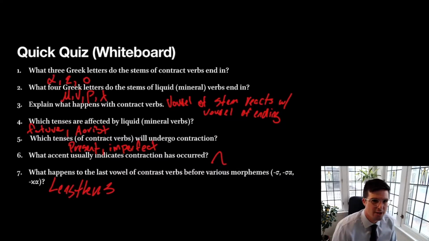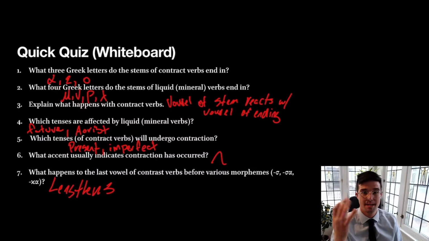All right, you should look something like this. What 3 Greek letters do the stems of contract verbs end in? 3 different short vowels, alpha, epsilon, or omicron. And I should be clear that alpha has a short and a long form, so this can be a short vowel or a long vowel. What 4 letters do the stems of liquid verbs end in? Mu, nu, rho, and lambda.